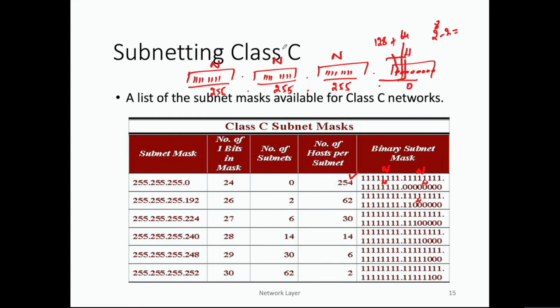So now my subnet mask would be 255, this is by default, dot 255 dot 255 dot 192. How many bits are borrowed? 2 raised to power 2 minus 2 is 2, so we'll be creating 2 subnets. And similarly, we can look at the rest of the table to see how we are able to calculate a subnet mask by continuing to borrow bits from the host portion.